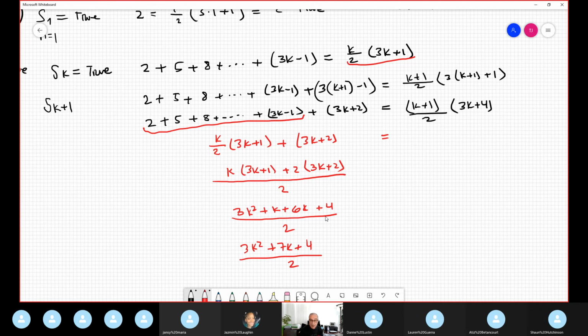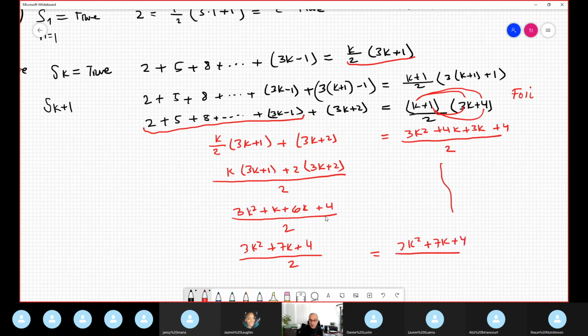Okay, stop. Now I move here. Why not apply FOIL here. This is 3k squared. This is 4k. This is 3k. And this is 4. Okay, so we combine like terms: 3k squared plus 7k plus 4 equal to. Now you get this statement completely true.